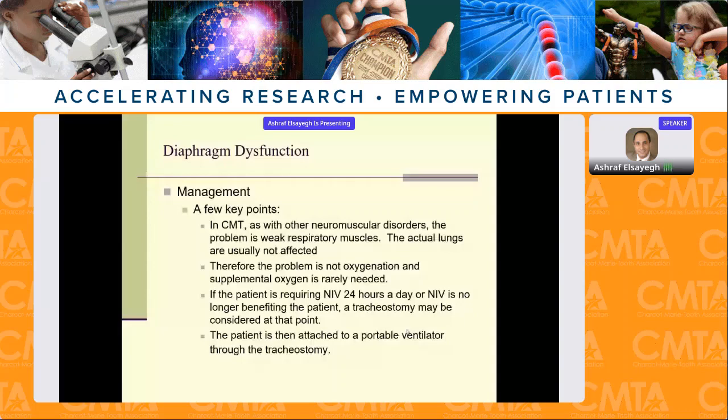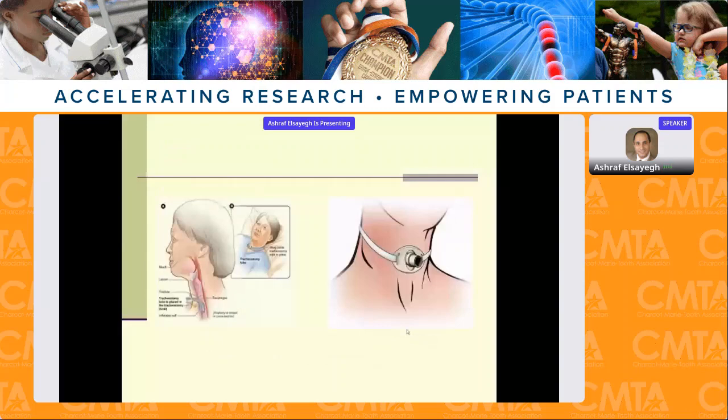But in patients that are using the non-invasive ventilator for 24 hours a day or 20 hours a day, and the machine is no longer benefiting them, they can move on to what's called a tracheostomy. It's a little hole in the throat, and you are hooked up to a ventilator that basically is breathing for you. This is what it looks like. It's a tiny little plastic hole in here, and you're hooked up to a ventilator.